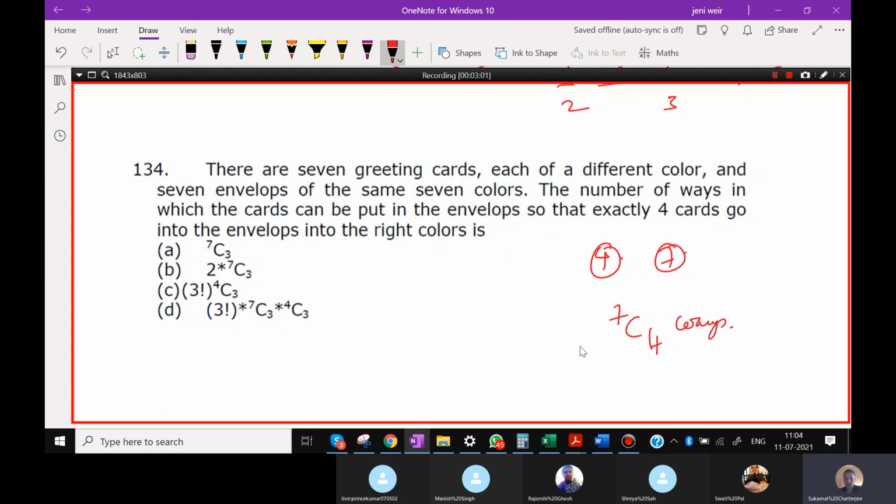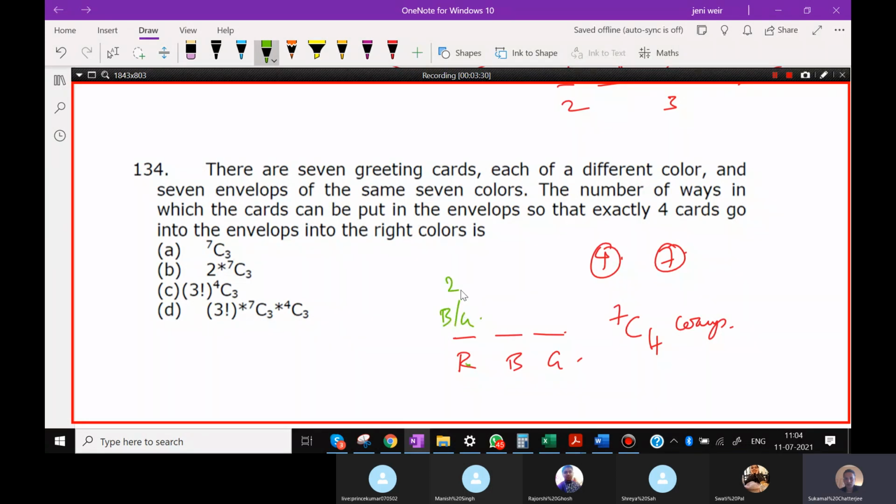Right? Now, suppose I have done this selection and I put them in the proper envelopes. Now I'm left with 3 more cards, and they are of different colors. So let's say red, blue, and green. These are the colors of the envelopes. So the red envelope cannot have a red card now. So it has to be a blue or a green.